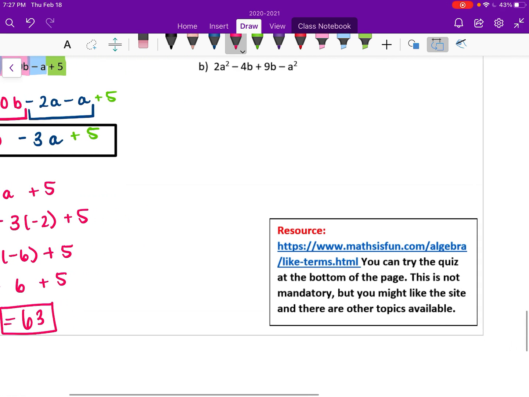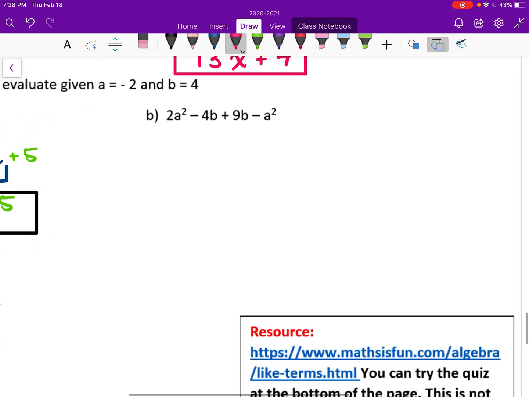And then we're just going to move on to b. So here we have 2a squared. I'm just going to go back here. I have 2a squared. So I'm going to see if I can find another a squared. There's a negative a squared there. So I'm just going to go and put that in pink. So I'm going to say, okay, I have 2a squared, and that's a minus a squared.